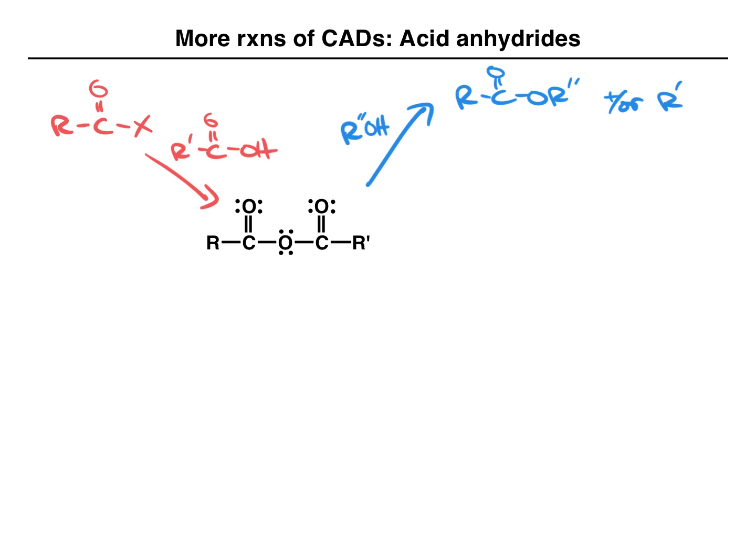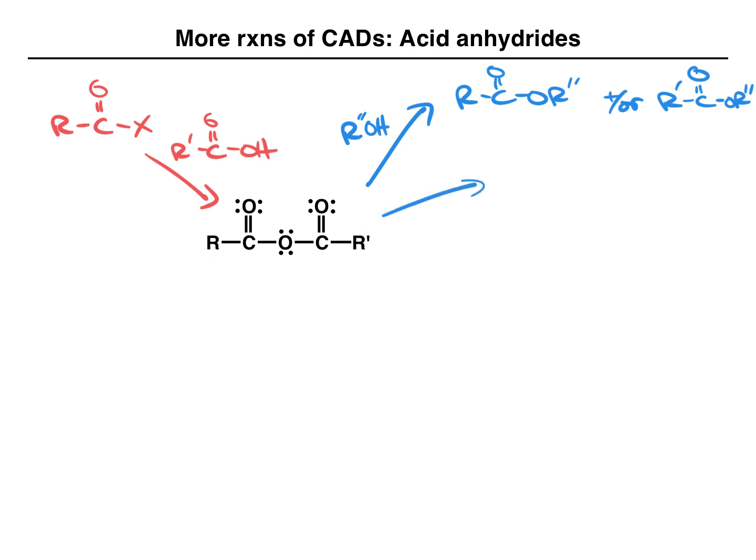Now, because we have two sides to the anhydride, it's possible that we can think about the alcohol adding to this carbonyl or to this carbonyl. And so if we're just trying to convert this to an ester, we would probably choose a starting anhydride where these R groups were the same.